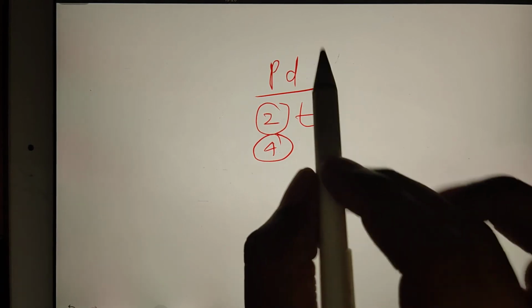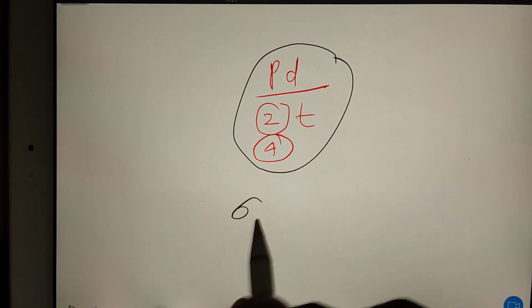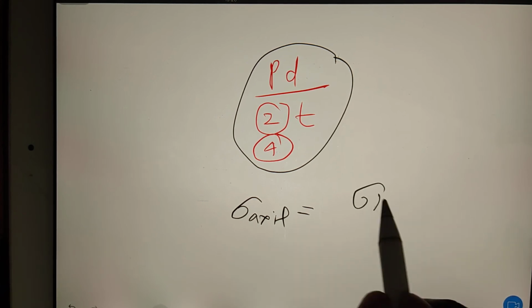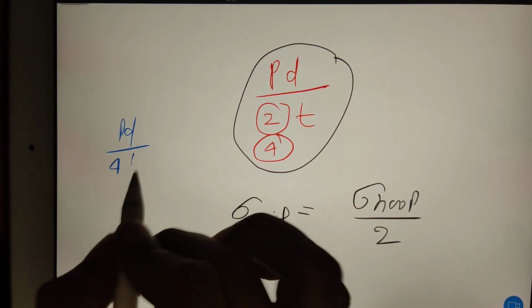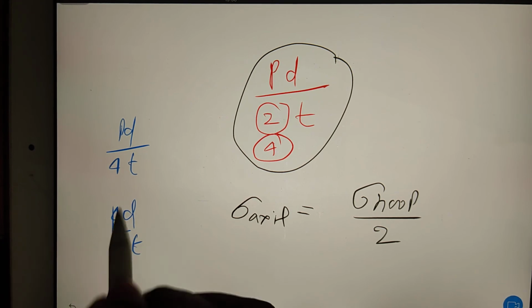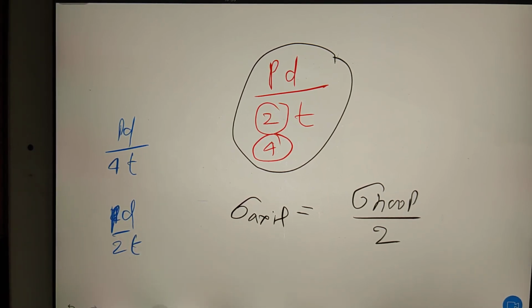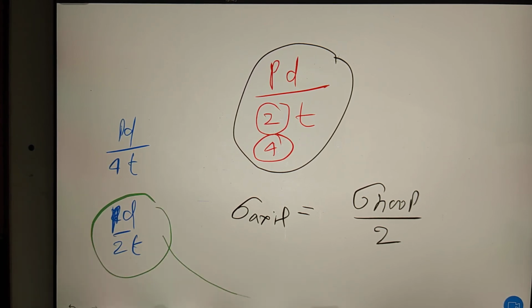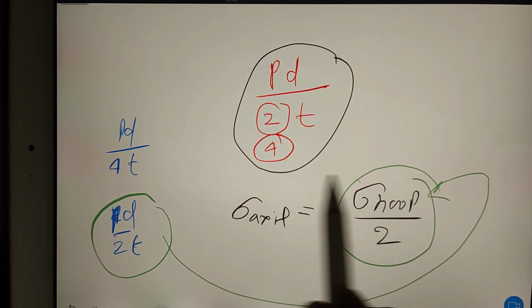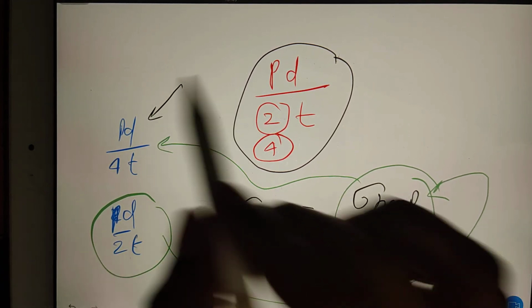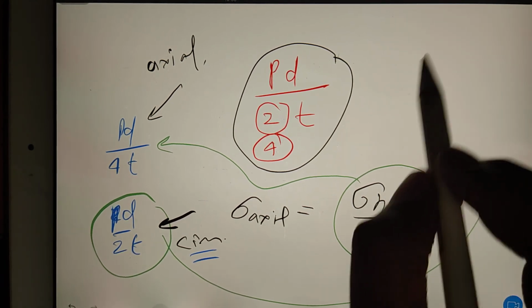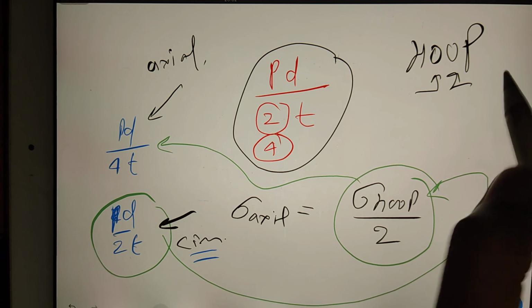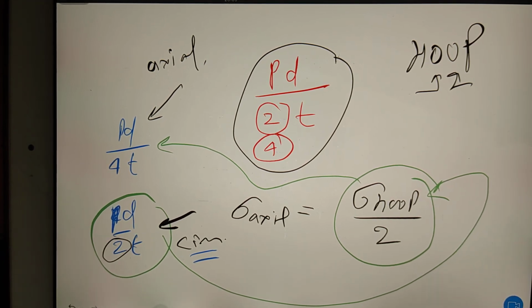So for that simple trick. What is that trick? Sigma axial is going to be sigma hoop by 2. Okay. So one thing is clear. Either your formula is going to be PD by 4T or PD by 2T. Okay. So you can judge which formula should go to where. So this formula you should put here. Then only when you will solve this, you will be getting this formula. So this formula is for sigma axial. And this formula is for circumference or hoop stress. So there is one more small trick. In case of hoop, you have OO 2 times. So that's why 2 comes in hoop formula. Okay, now we'll go ahead.